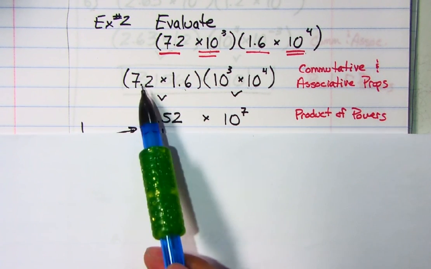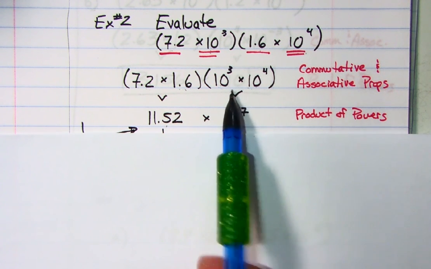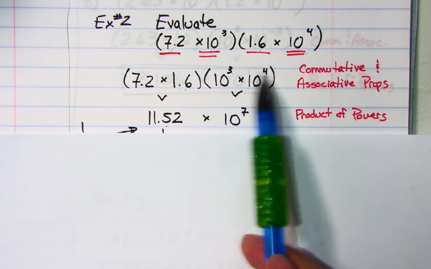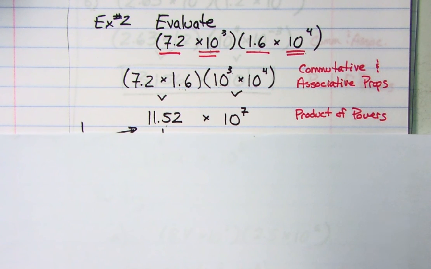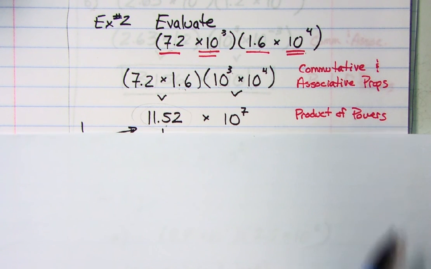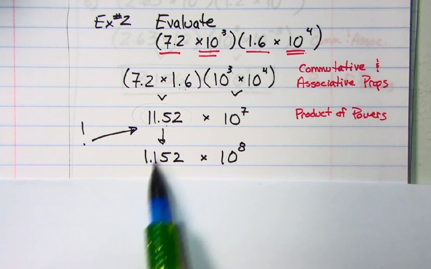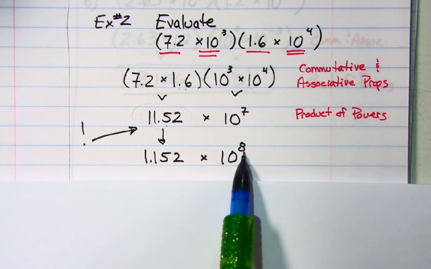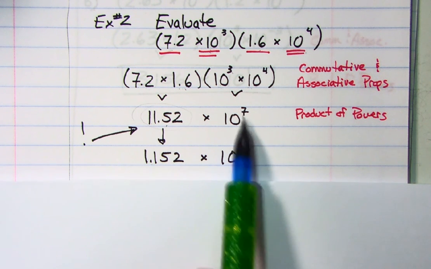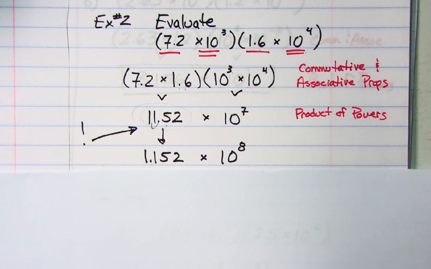You can use the calculator and find out that 7.2 times 1.6 is 11.52. And then using the product of powers property, I can add those exponents to get 10 to the 7th power there. A little bit of a problem though. This here is not in scientific notation. So I need to change it to scientific notation. I'll move the decimal over one spot, making the number, which was larger, a little smaller. I take that power of 10 and I just add it to the one that I have here. So 7 plus 1 gives me my 8. Why 1? Because I ended up moving only one spot over. So there's my scientific notation.